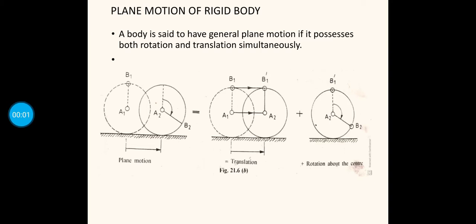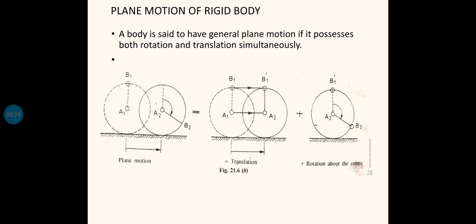Hi dear students, this is the 7th part of the 5th module of the subject EST 100 Engineering Mechanics. So far we have seen different types of motions. All the motions are either rectilinear motion or curvilinear motion. So in this presentation we will be dealing with a new type of motion, that is general plane motion.